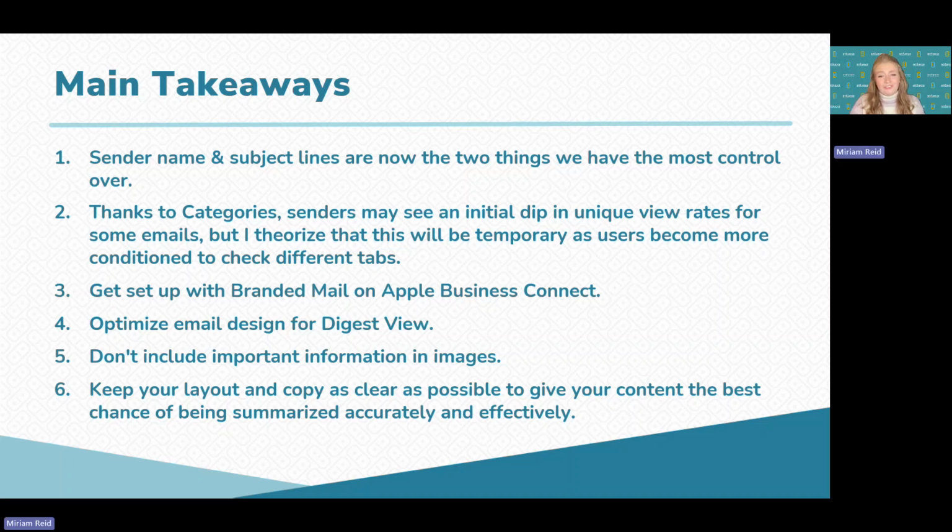Don't include important information in images. This was already an important tip, but now it's absolutely crucial, as if you include that important information solely in images, the Apple AI is likely not going to pick that up and will not include it in the summary of your email. And also keep your layout and copy as clear as possible to give your content the best chance of being summarized accurately and effectively by Apple's AI.